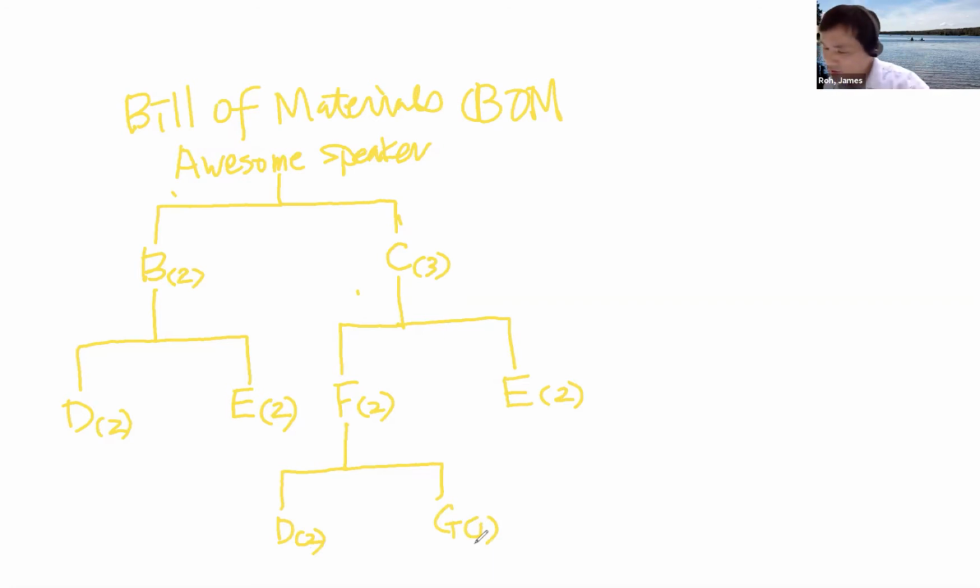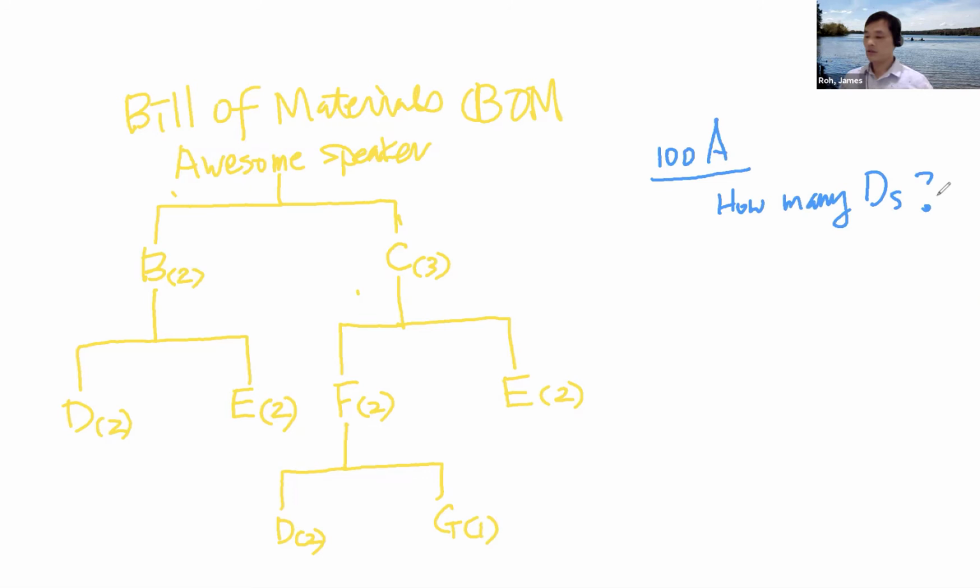So then let's try to do this together. So let me ask you this question. There is an order for 100 awesome speakers, okay? Then how many Ds do you need to have? Can anybody tell me?